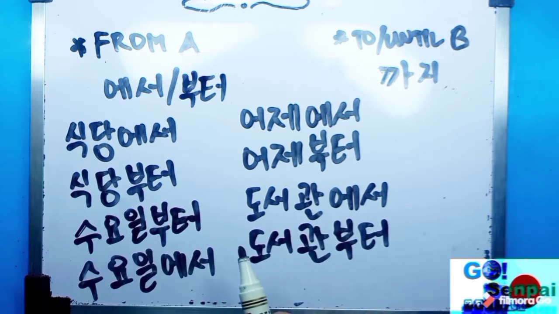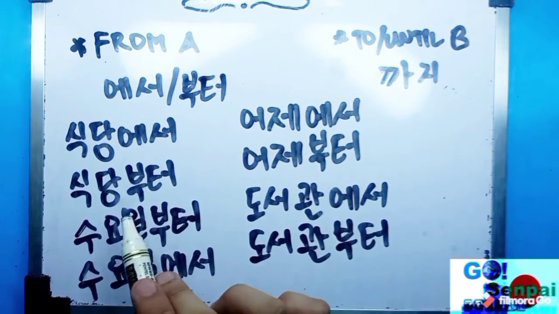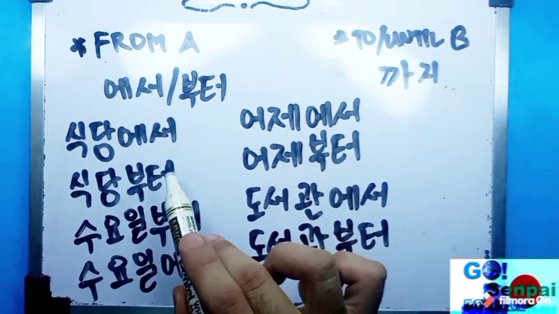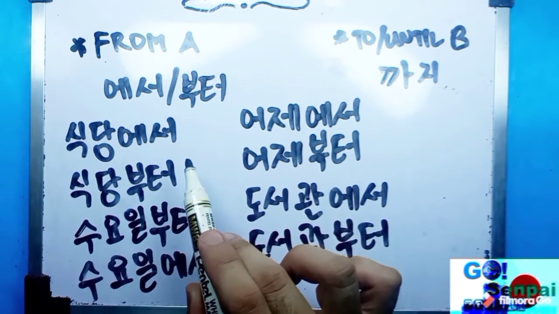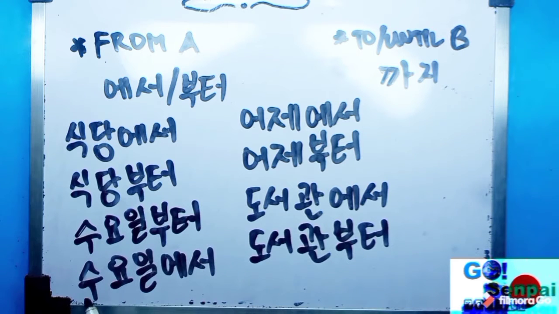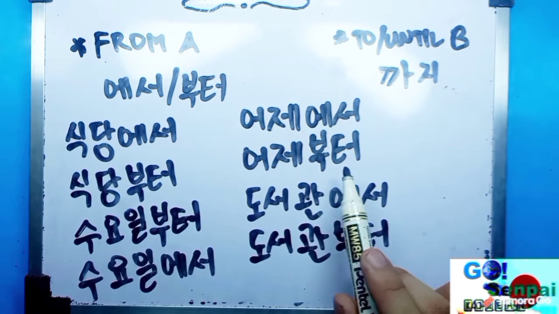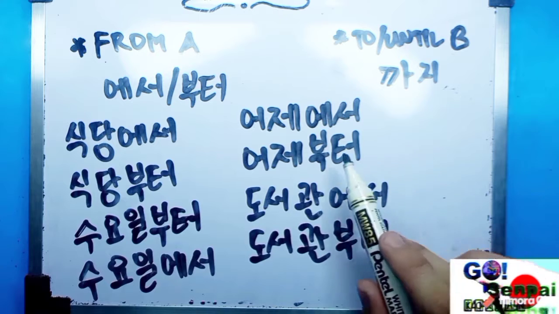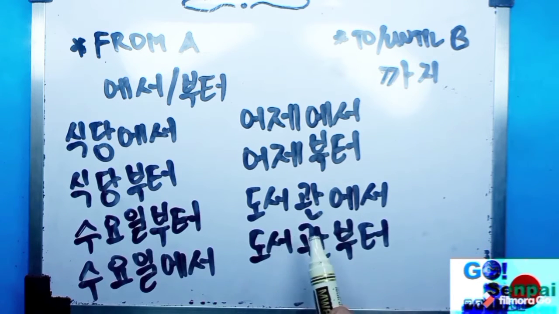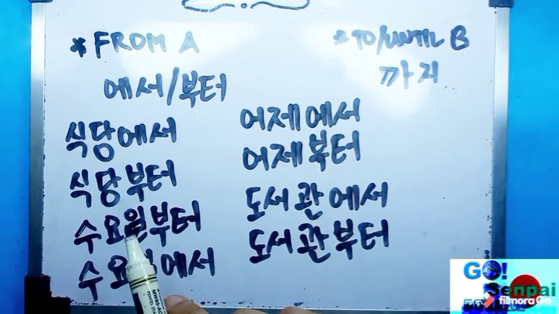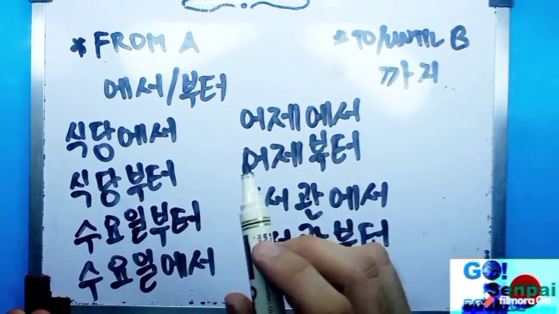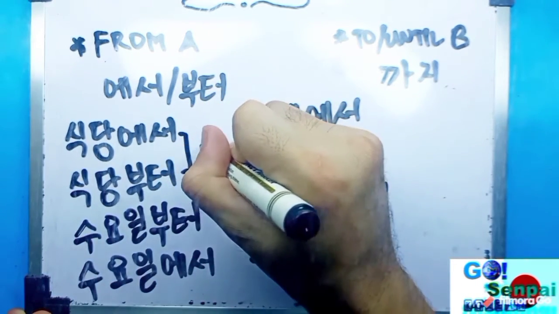Okay, so we have here 식당에서 and 식당 buto. So in English, it means from restaurant. Okay, and we also have here suyuer buto and suyuer heso. So from Wednesday. Okay, so they both mean from Wednesday. And we also have here OJ eso and OJ buto. So in English, it means from yesterday. Okay, so also Tusuguan eso and Tusuguan buto. So from library. Okay, so 식당 eso, 식당 buto. Okay, they are both correct.